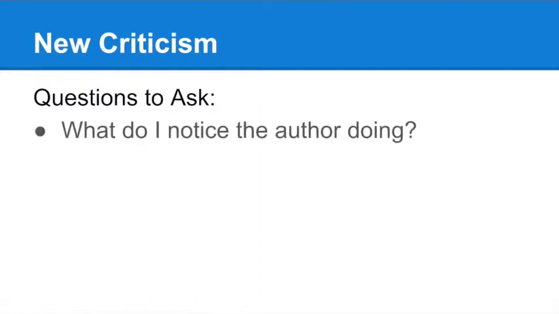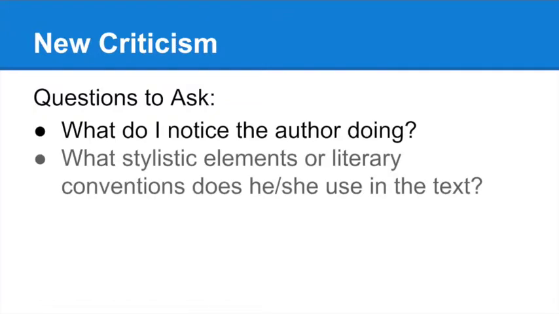From reader response, we move to new criticism, and this one also was fairly familiar to people, but just not by that name. But people still seem to have a little bit of issue with new criticism. So as you're reading using the new critical lens, you want to ask yourself, what do I notice the author doing? What is the author doing in this text? And then what stylistic elements or literary conventions does he or she use in the text?